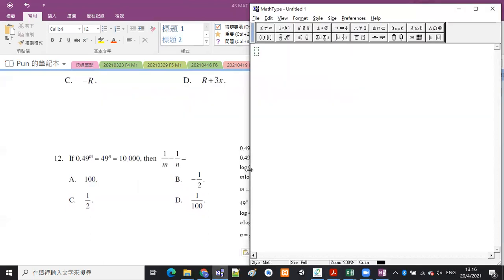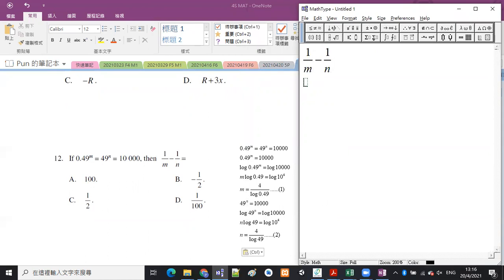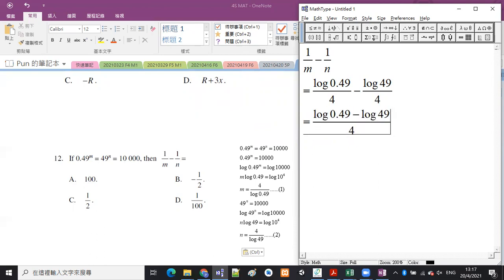Okay, and then 1 over m minus 1 over n becomes log 0.49 over 4 minus log 49 over 4. Okay, and when we are doing a subtraction between these two fractions, they are having the same denominator. We just merge them to be one single fraction. Okay. Well, actually, this is a pure number. You may use the calculator from starting from this step. But if you want to know, then you may use the property of log. Okay, log m minus log n becomes log m over n.